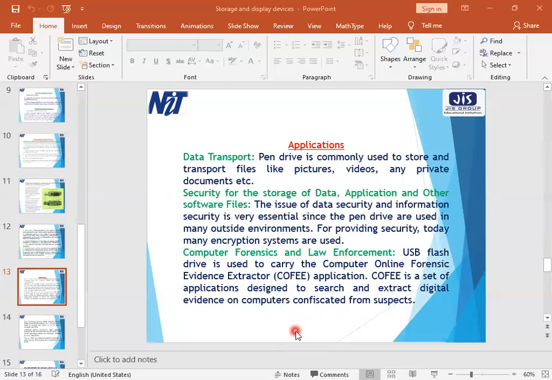Computer forensics and law enforcement. A USB flash drive is used to carry the Computer Online Forensic Evidence Extractor, COFEE, applications. What is COFEE? COFEE is a set of applications designed to search and extract digital evidence on computers confiscated from suspects. So this is a very important use, which is used in forensic science.